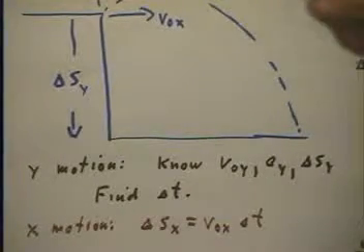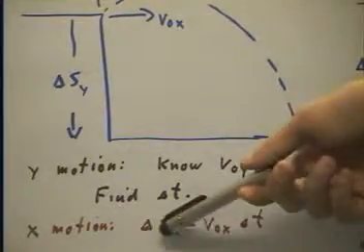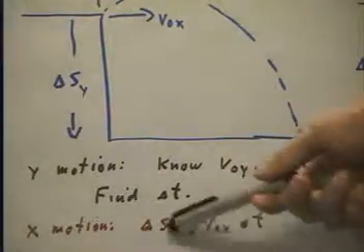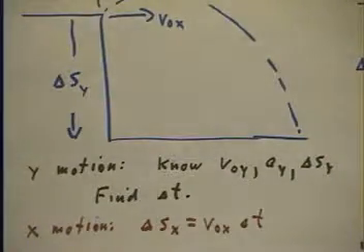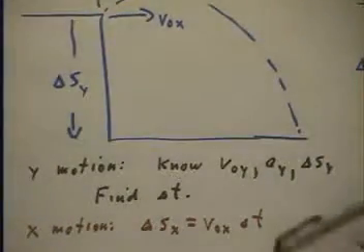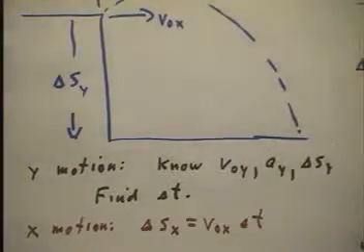Then, to get the x motion, the x displacement, delta sx, is just going to be the initial x velocity multiplied by the time interval delta t. This just uses the principle that the x velocity doesn't change.